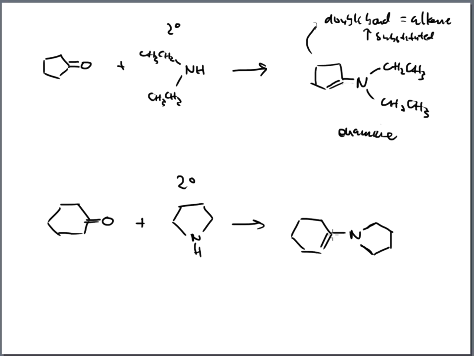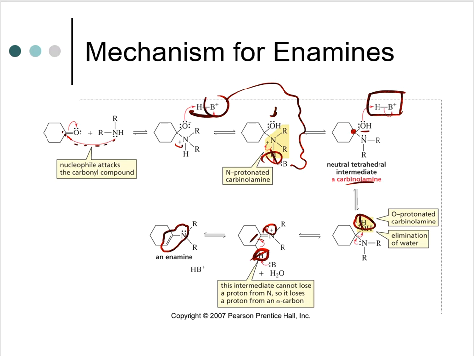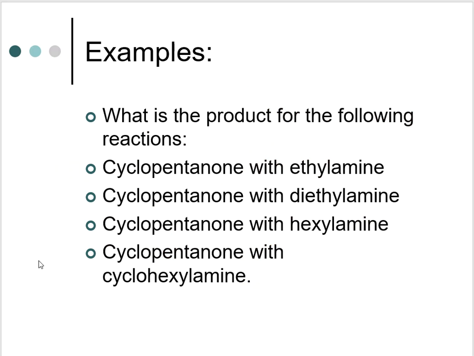All right. Okay, so let's take a look at maybe some more example problems. So here's an example. What's the product for the following reactions? Cyclopentanone with ethylamine, cyclopentanone with diethylamine, cyclopentanone with hexylamine, and then cyclopentanone with cyclohexylamine. All right, so this is where I'm going to stop the video. And I want you to go through and do some of these examples, see if you can actually predict the products here, because if you can do this, then you're well on your way to doing well on the upcoming test or exam.